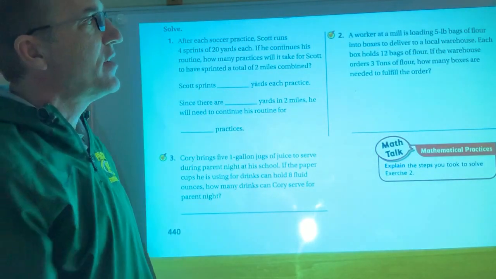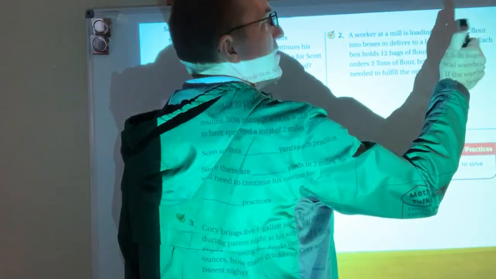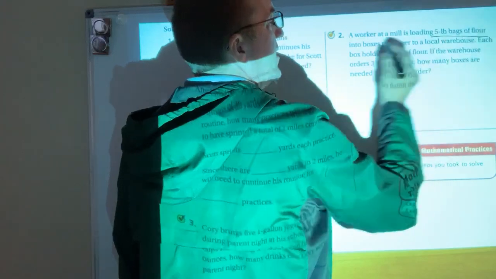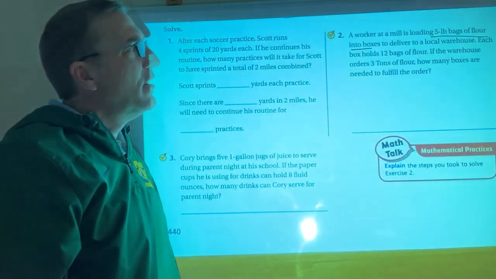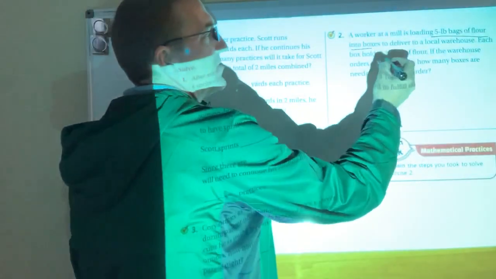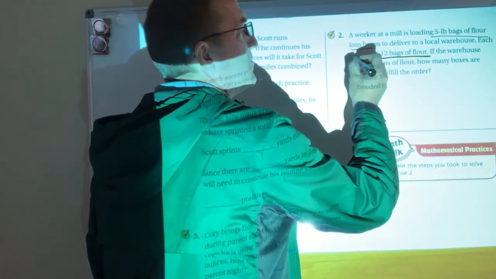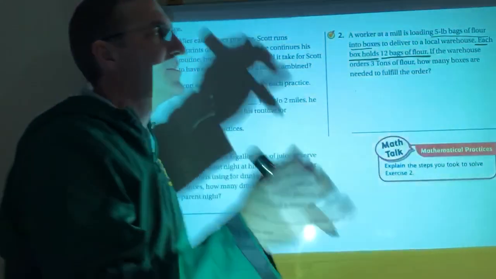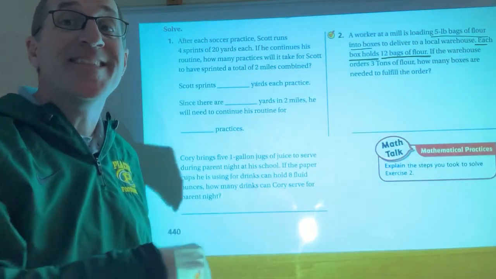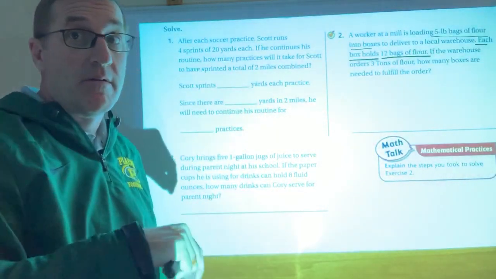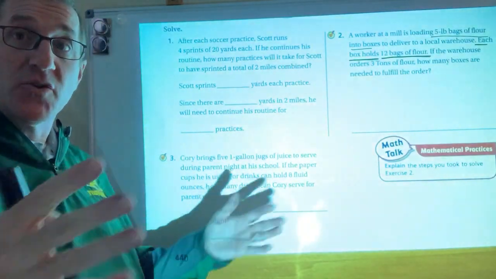A worker at a mill is loading 5-pound bags of flour into boxes to deliver to a local warehouse. Each box holds 12 bags of flour. So we've got 12 bags in each box. All right, and how much does each bag weigh? 5 pounds, all right? So if I put 12 of those in there, what do I do? I'm going to end up multiplying, right, to get the total number.